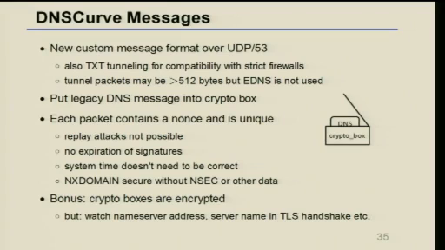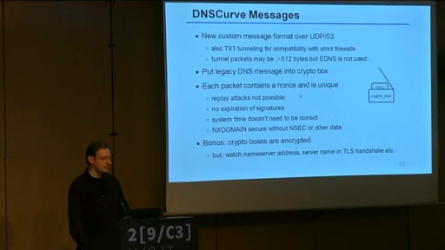And DNS curve works the following way. It puts the legacy DNS message, the unchanged DNS message, into a crypto box. And this crypto box is encrypted, it is signed, and this crypto box is now part of a packet, and this packet contains a nonce, a random number used once, and this packet is unique.